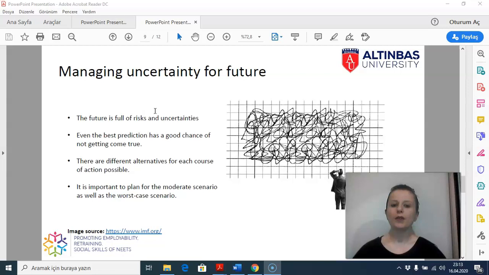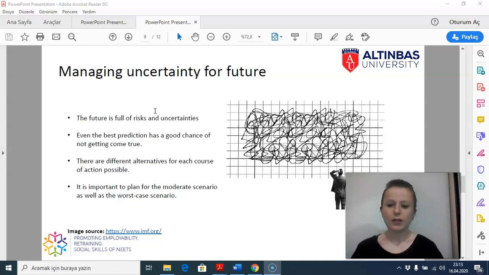Let's talk about some future uncertainty. The future is full of risk and uncertainties. No matter how precisely we predict the future, there is a great chance that our projection is not going to come true because it is uncertain and it is not only up to us. Remember, in the first part we talked about the economic environment. The basics of economics is that it is not only up to us, it is also up to the environment that surrounds us. That's why we have uncertainty about the future.